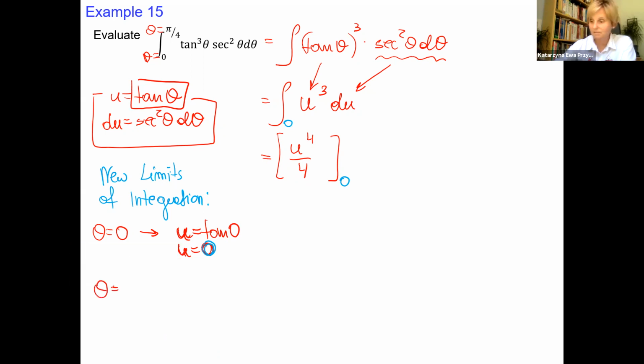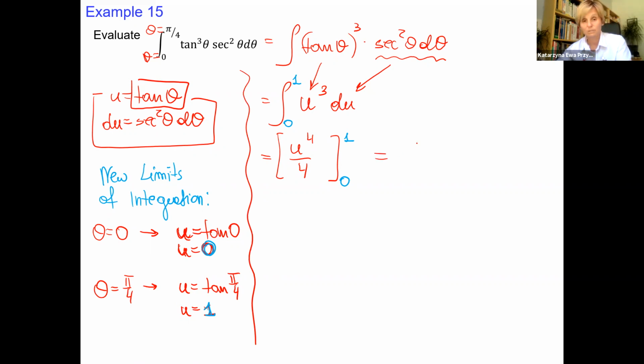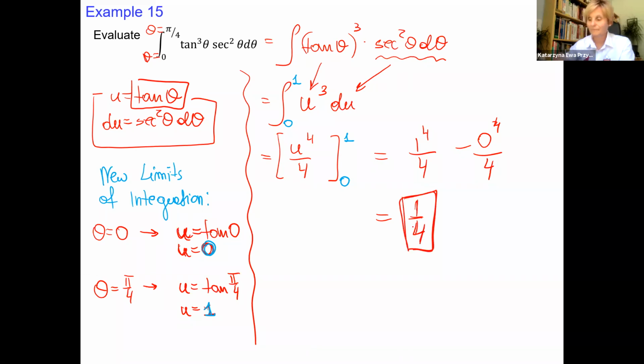Now, if theta is pi over 4, the corresponding u value is tangent at pi over 4. Tangent at 45 degrees, we have to know our unit circle, is 1. That 1 is a new limit. Instead of pi over 4, we can put 1. Now we substitute 1 to the power of 4, and we substitute 0, which of course is 0, so the answer is 1 over 4. That's the final answer. But please remember about the new limits of integration.